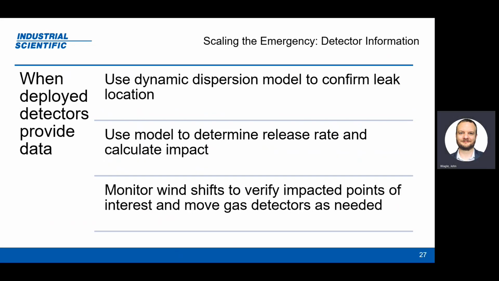Once our radius units or whatever detectors we've deployed start providing data, we can use our dynamic dispersion model to confirm the leak location and immediately determine the release rate and calculate impact. Again, I'll show you guys how to do that during the demo portion, as well as monitoring wind shifts to verify impacted points of interest and move our gas detectors as needed. This information is critical because our plan during the emergency is going to be constantly evolving, and we have to be able to respond to it in real time because the emergency is unfolding in real time.